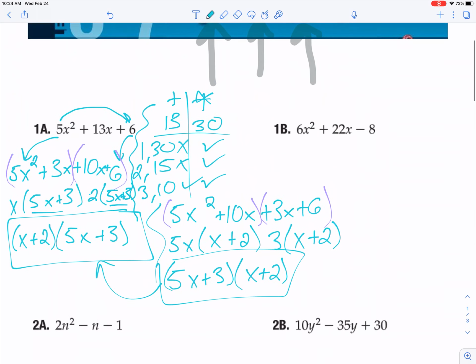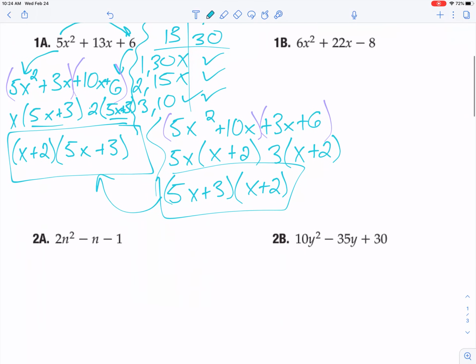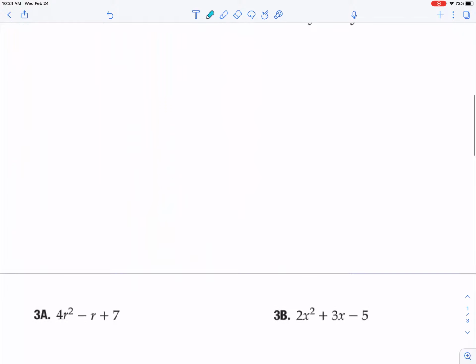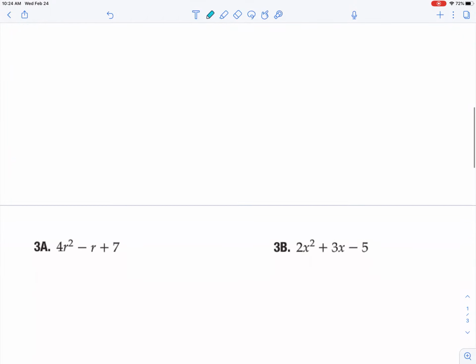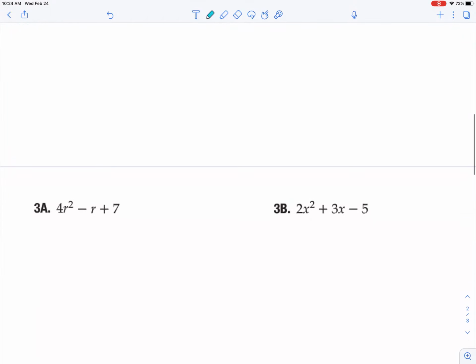But that's it. So if you think you got it, feel free to pause and try some problems. Otherwise, I'm going to do one with a negative. Which one should we do? How about this one down here with the R? That looks interesting.